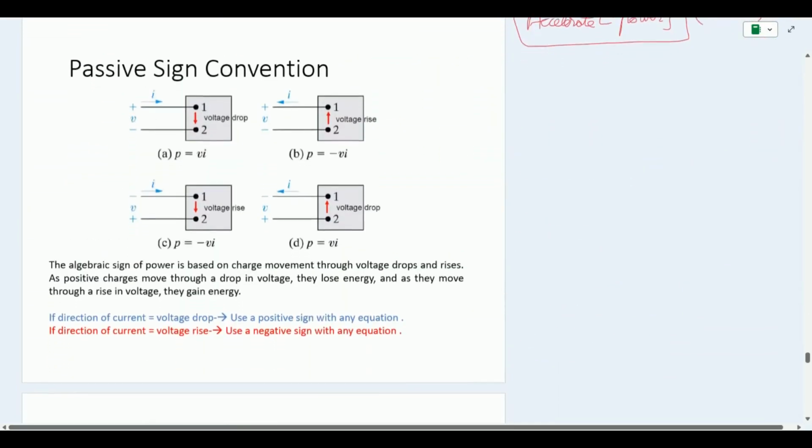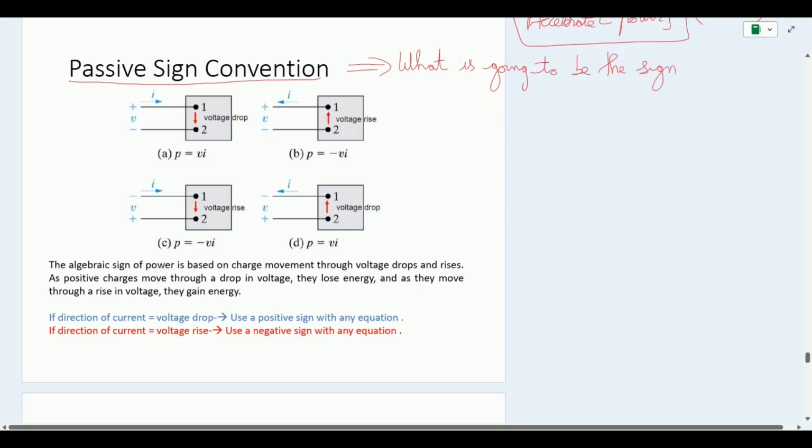Now let us talk about a very important concept in electrical circuits course, which is the passive sign convention. So now what is passive sign convention? Passive sign convention basically tells us what is going to be the sign of any mathematical equation used in circuit analysis.